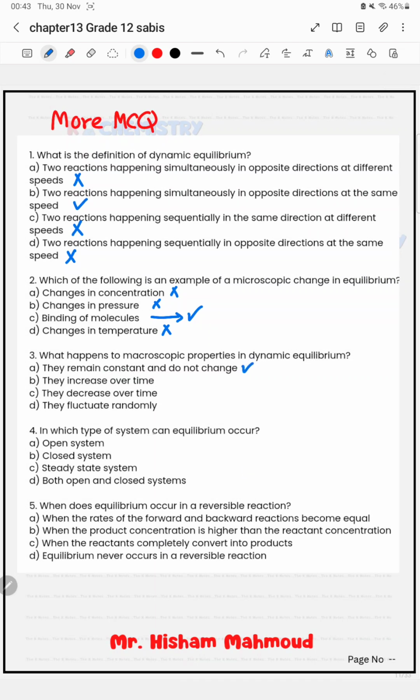In which type of system can equilibrium occur? Only in open systems? No. In closed systems. A steady state system is not a system in equilibrium, it's a system in equilibrium but in a closed system. Open and closed at the same time? No. When does equilibrium occur in a reversible reaction? When the rate of forward and backward reactions become equal. When product concentration is higher, or when the reactant completely converts into products, or equilibrium never occurs in a reversible reaction? These are wrong.